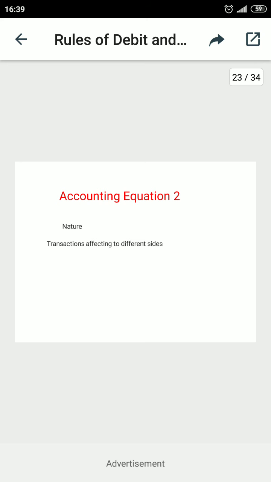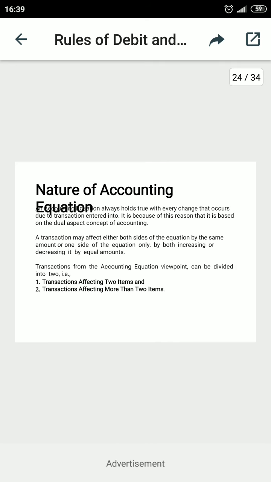Today the learning objectives are the nature of accounting equations and the transactions affecting the different sides of accounting equations. Now, the nature of accounting equation. The nature of accounting equation is that it is based on the dual aspect concept, meaning it affects both the debit side as well as the credit side.